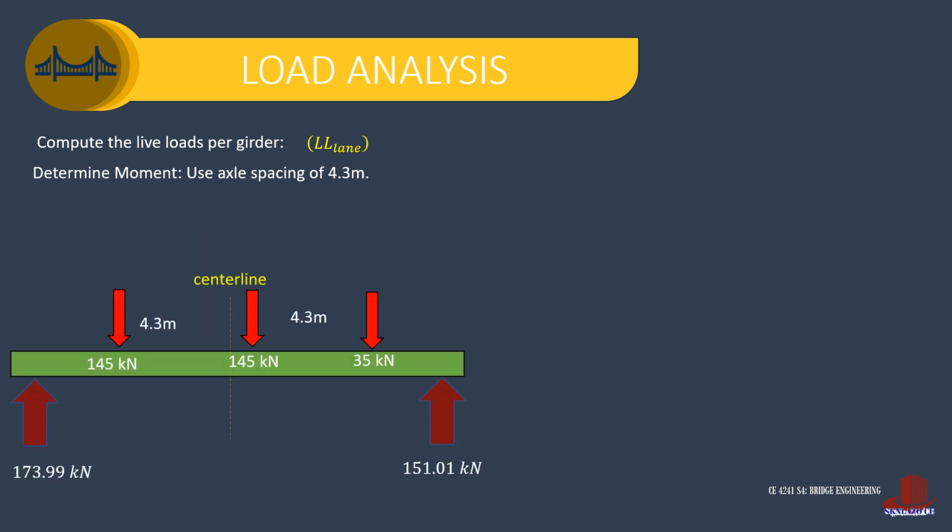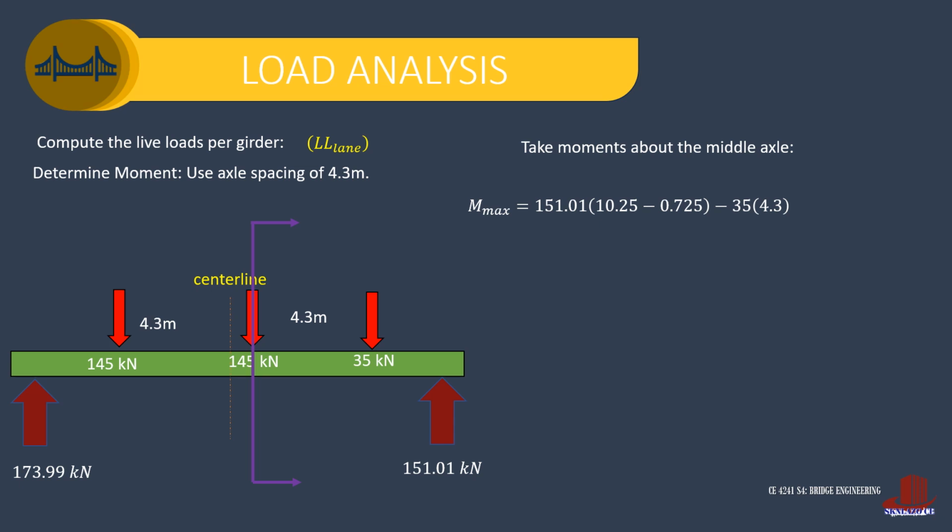Now solve for the maximum moment by taking it from the middle axle. The maximum moment includes the lighter load where we take the reaction of 151.01 multiplied by the distance, 10.25 less 0.725. Then subtract the load with its distance of 4.3. The maximum moment for the design truck is 1,287.87 kilonewton meter.